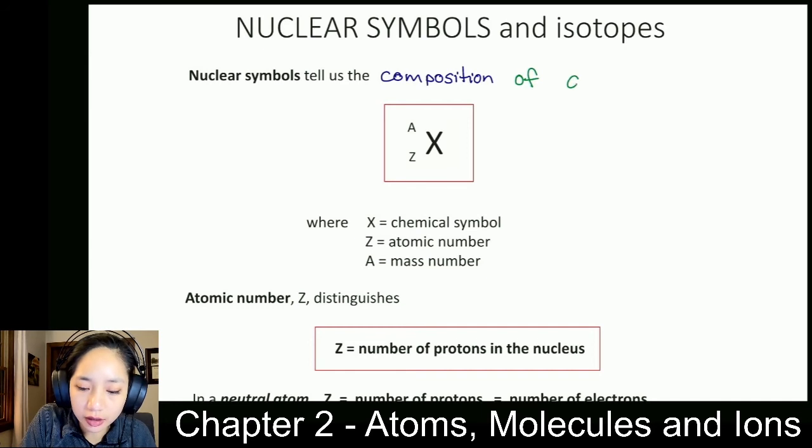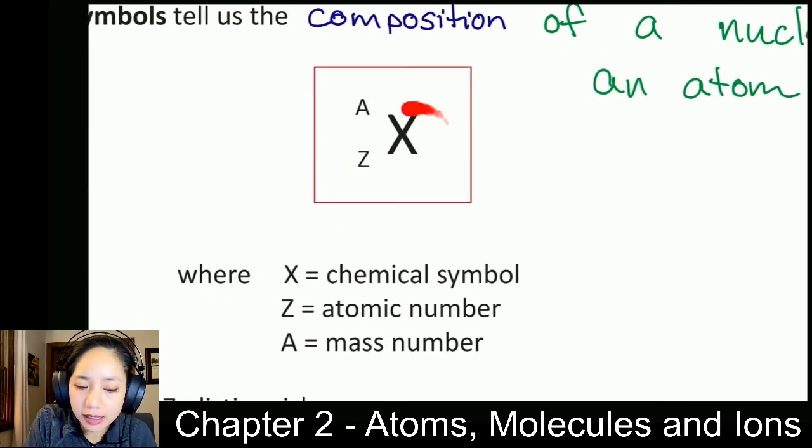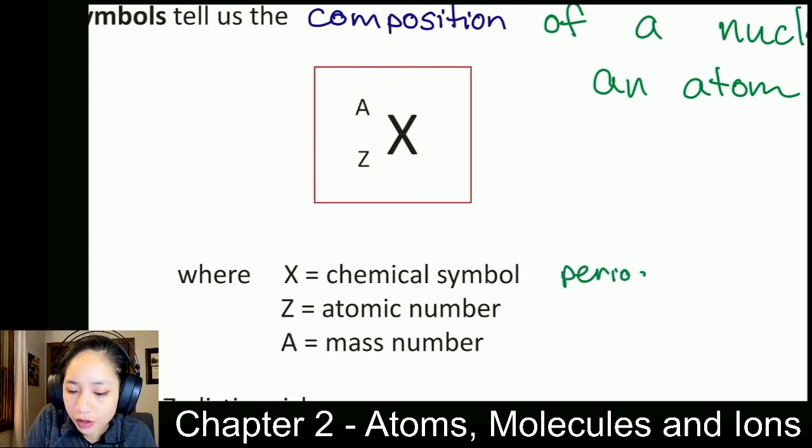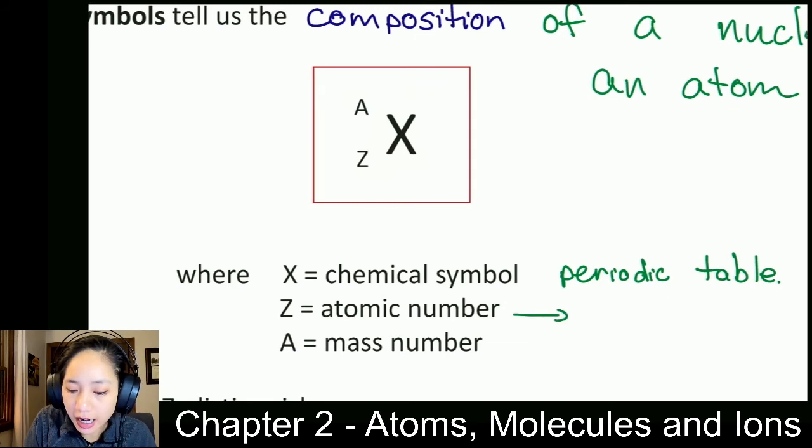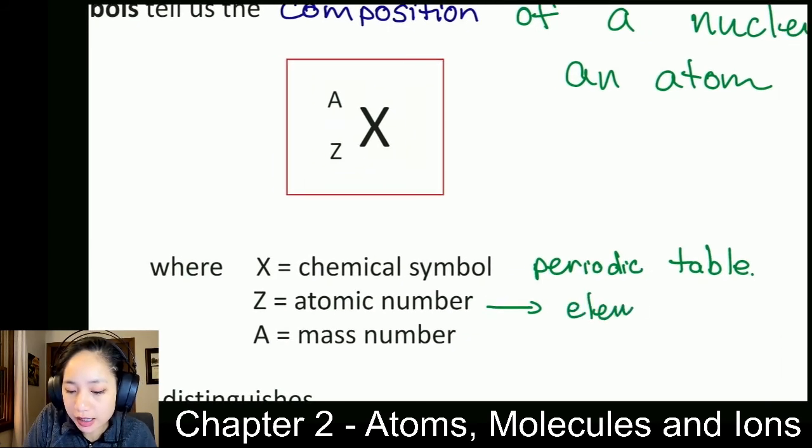Composition of a nucleus of an atom. So the parts of a nuclear symbol: the X component of our nuclear symbol is the chemical symbol from the periodic table. So if we were talking about copper, we would put Cu in for X. The subscript down here is the atomic number. The atomic number is indicated by whatever element it is. It's element specific.